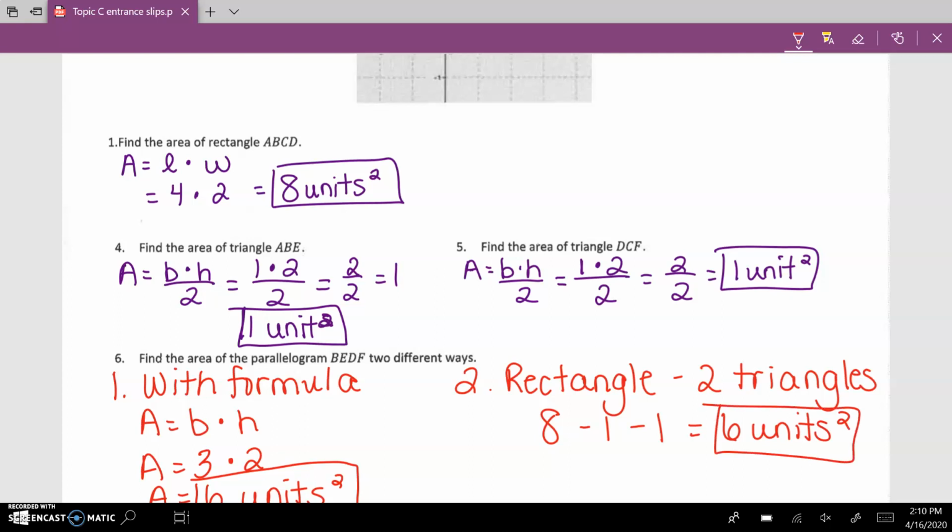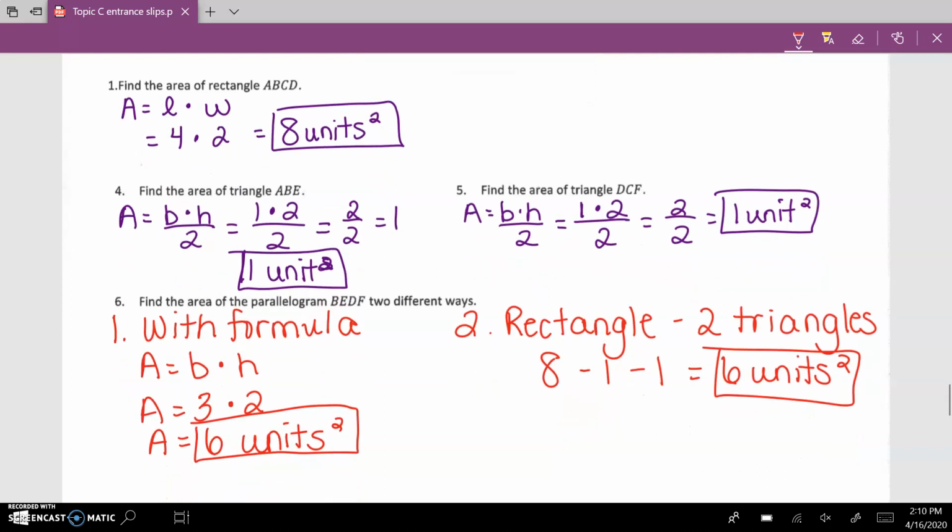Okay, so either way it works. I would highly suggest you try to remember the formula for now, since that's a little easier, but that's all I'll do in the video.